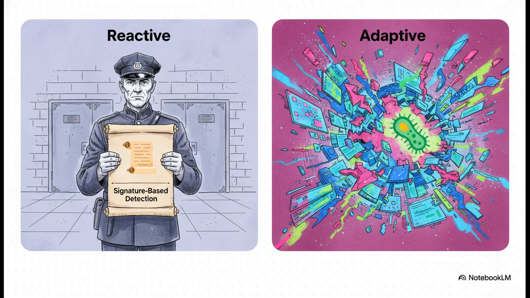You can see the problem laid out right here. On one side, you have this reactive defense, just looking for faces it already knows. And on the other, you have these adaptive threats that never look the same way twice. It's a complete mismatch, and it's the reason we desperately need a new playbook.